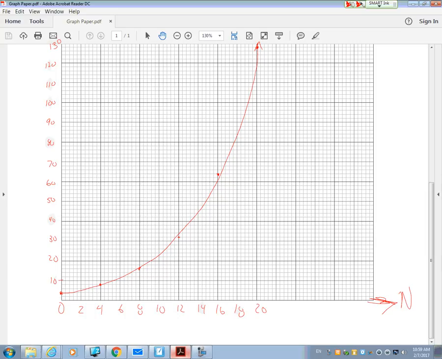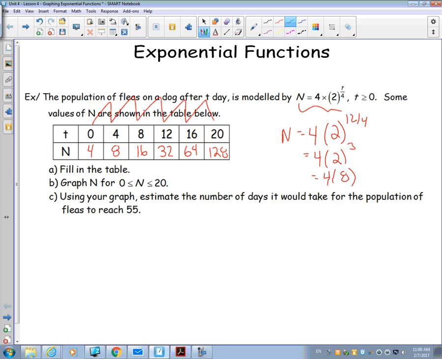Part C. Using our graph, estimate the number of days it would take for the population to reach 55 fleas. So 55 fleas would be right about here. And since I drew my graph pretty accurately, I can go down and say, I think it would take approximately 15 and a half days, since it's in the middle of 15 and 16. That's for part C.